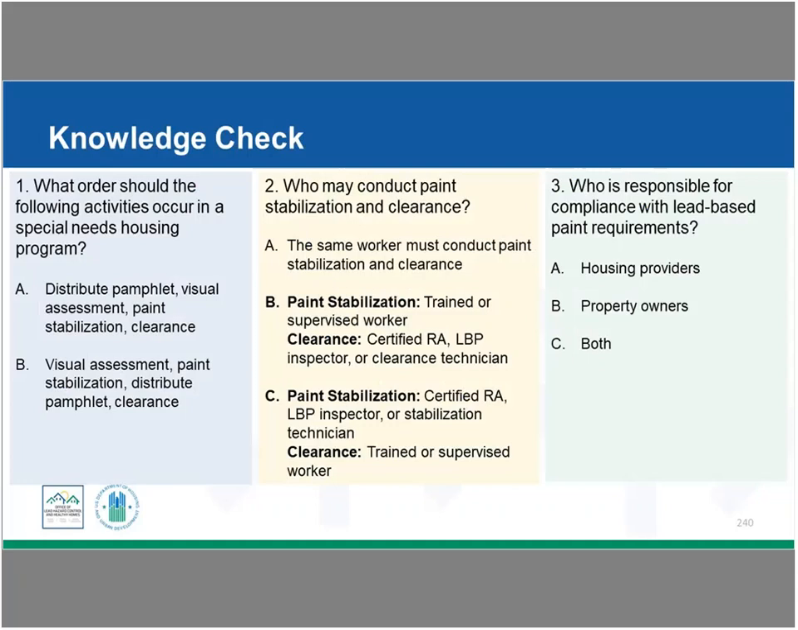So Medora's going to pull up the first question here. Our first question is, what's the order that the following activities should occur in a special needs housing program? Option A is distributing the pamphlet, doing the visual assessment, then paint stabilization and clearance, or option B is doing the visual assessment, paint stabilization, and then distributing the pamphlet and doing clearance. So if you'll go ahead and indicate your answer and then hit the submit button.